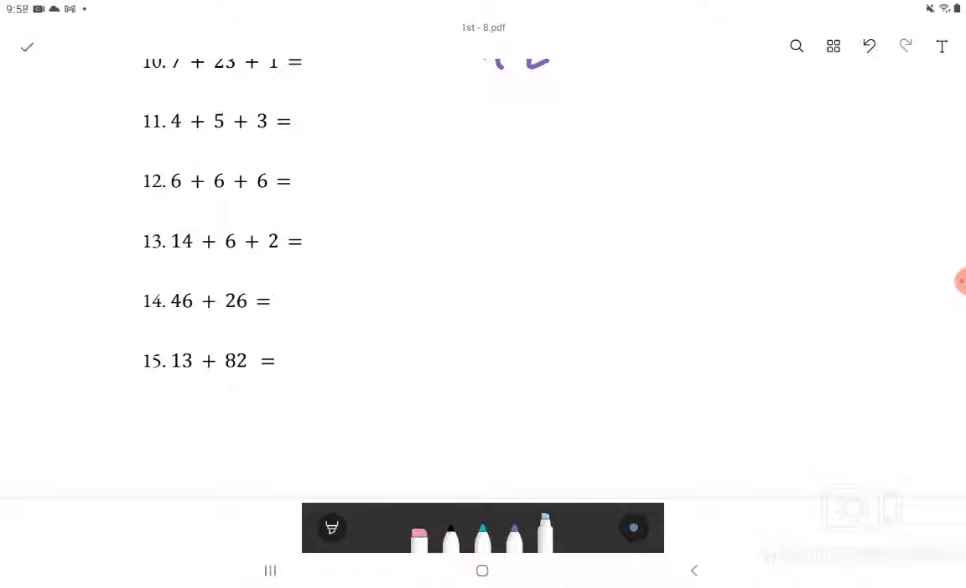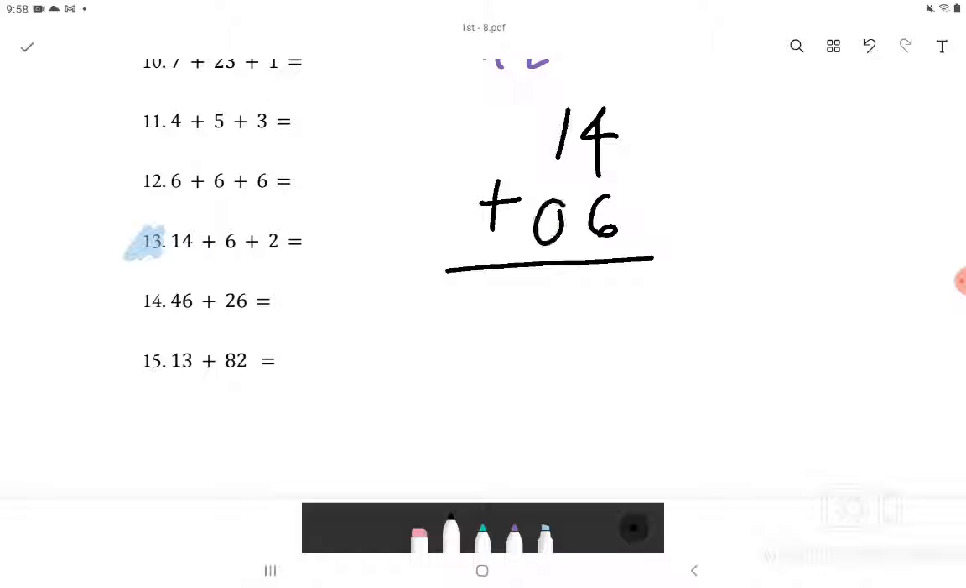Let's try number 13. Number 13 is also adding 3 numbers. And I'll start off with number 4. For this question, I'll be using both the vertical and steps just to show you that they can be used in any type of question. So 14 plus 6. Remember that 6 doesn't have the tens place, it's just 0. So you'll line up like this.